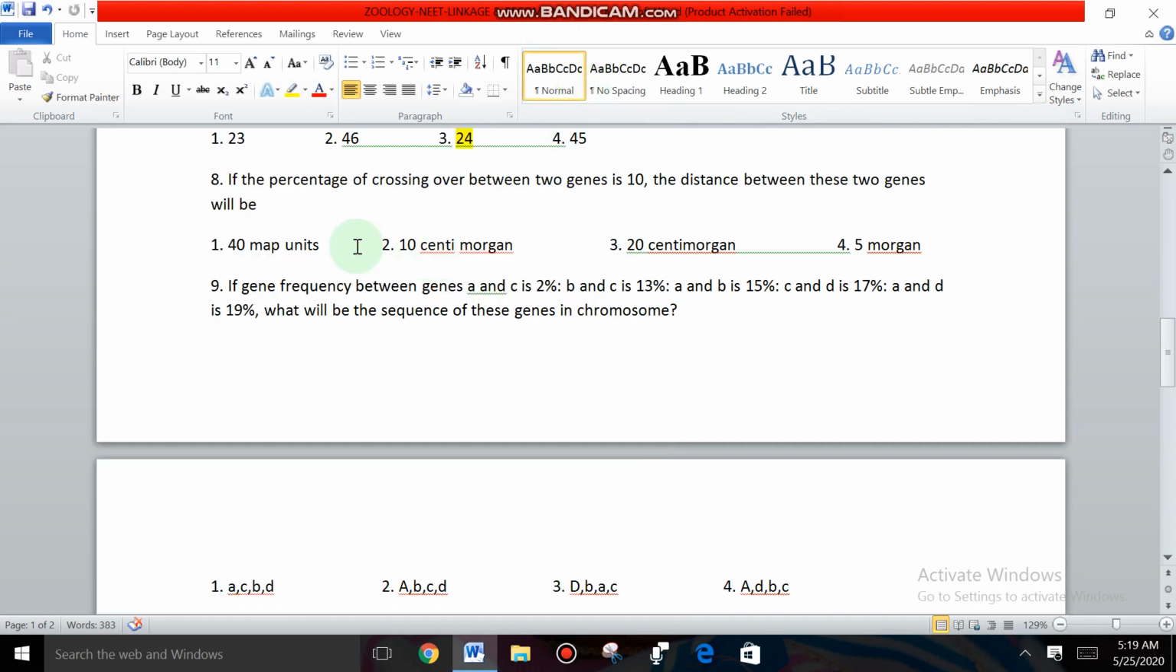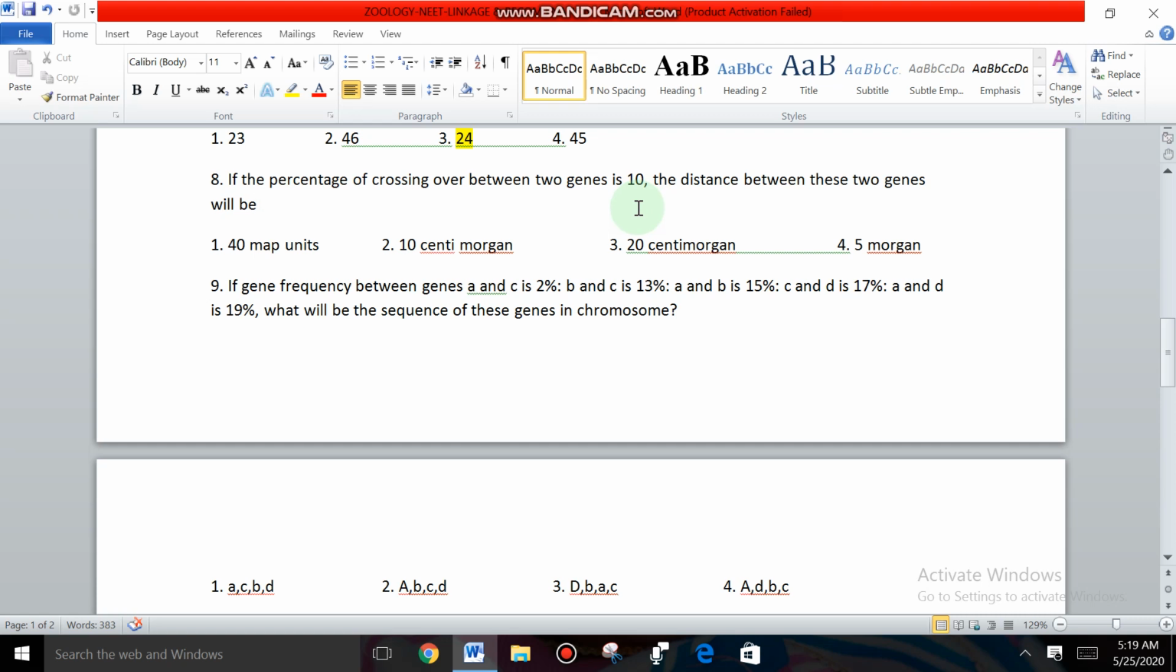So here the percentage of crossing over between two genes is 10. The distance between these two genes will be... So 1% crossing over taking place is nothing but one map unit. Distance between two genes is 1 map unit.